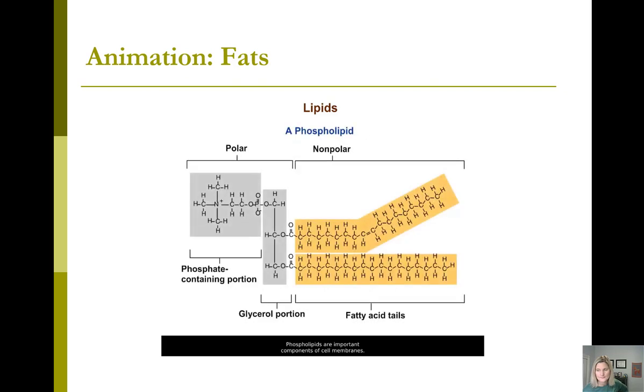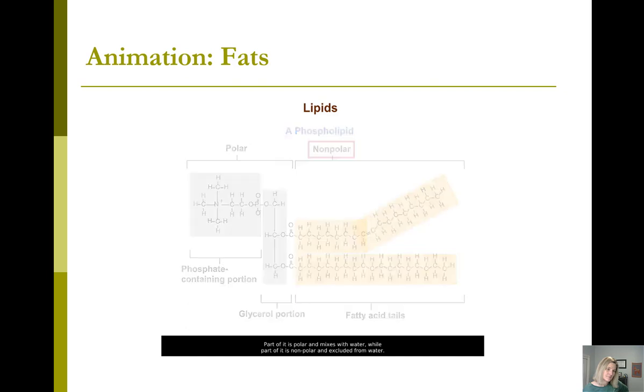Phospholipids are important components of cell membranes. Like fats, phospholipid molecules contain fatty acid tails linked to a glycerol portion, but in phospholipids, a group containing phosphate replaces one of the tails. This makes the molecule ambivalent with regard to water. Part of it is polar and mixes with water, while part of it is nonpolar and excluded from water.